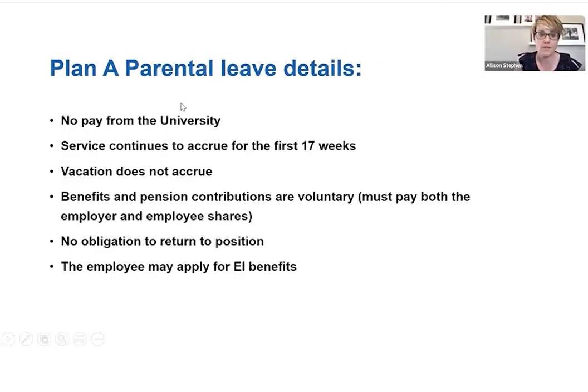For the parental leave, whether it's the standard or extended, there is no pay from the university. The employee's service would accrue for the first 16 weeks of the parental leave. Their vacation does not accrue. Benefits and pension contributions are voluntary, as with the maternity leave, so they would have to prepay with post-dated checks. There's no obligation to return to the position, and they are eligible to apply for EI benefits.